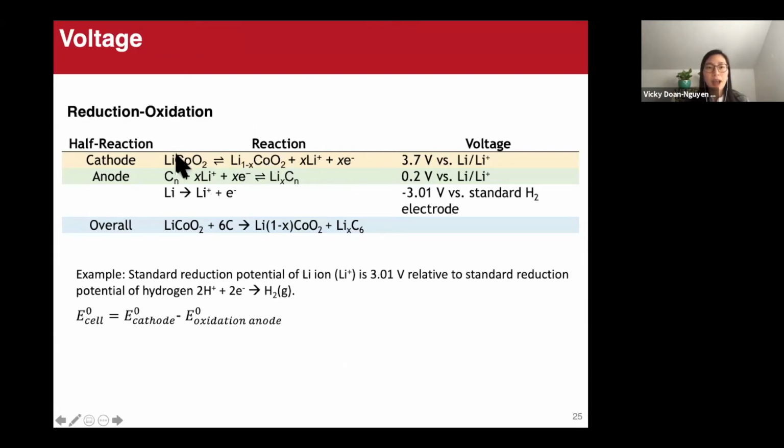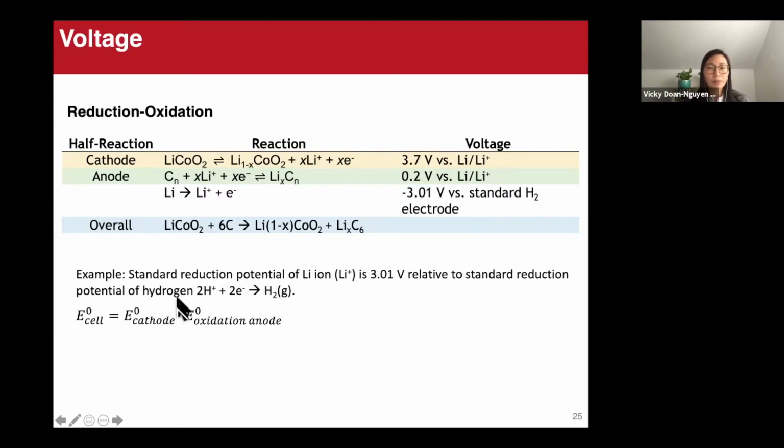So here we see the half reactions again at the cathode and anode. And let's talk about the voltage. So at the cathode, for this half reaction to happen, that's rated at 3.7 volts versus lithium plus. At the anode, if you have a carbon material, let's say graphite, that's 0.2 volts versus lithium plus, in which this half reaction, lithium being ionized to lithium plus and electron minus, that's set at negative 3.01 volts versus standard hydrogen electrode.